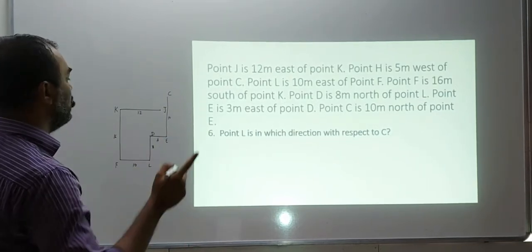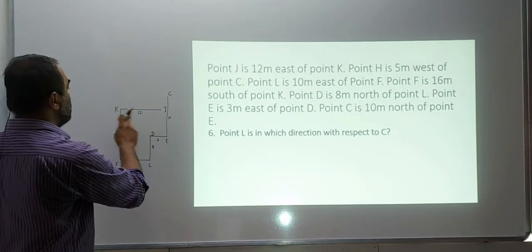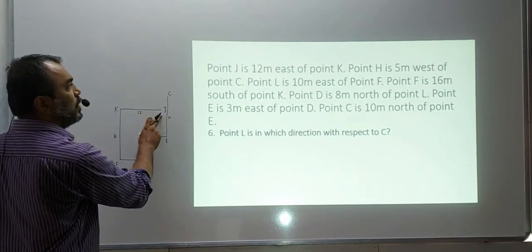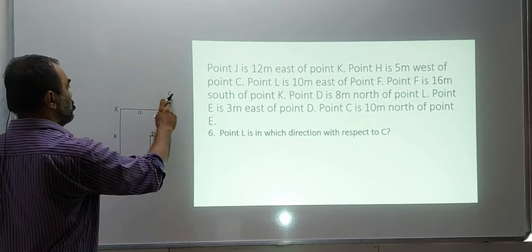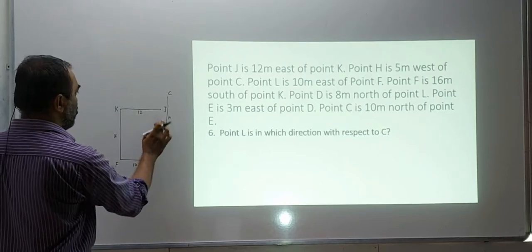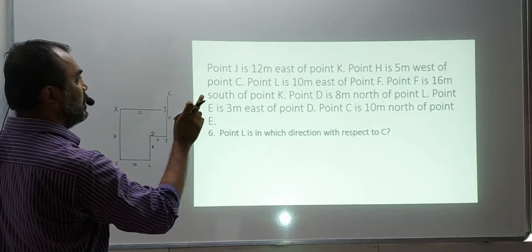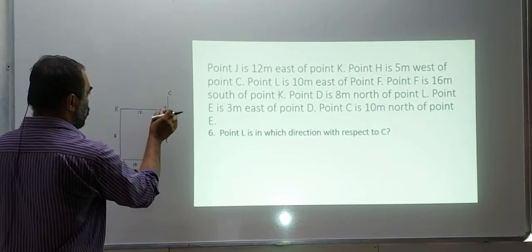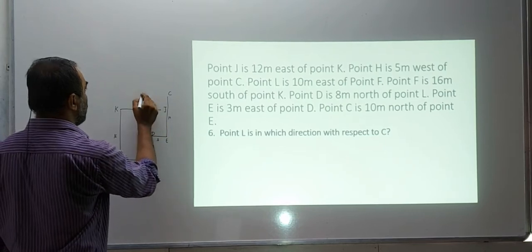Now let us check all the data one more time. Point J is 12 meter east of point K, east. Point H is 5 meter west of point C. This is point C. Now this was 12, 10, this is 3, 13. So this is a gap of 1. But point H is 5 meter west. So 1 plus 4. And this is 3. So it will be somewhere around here.